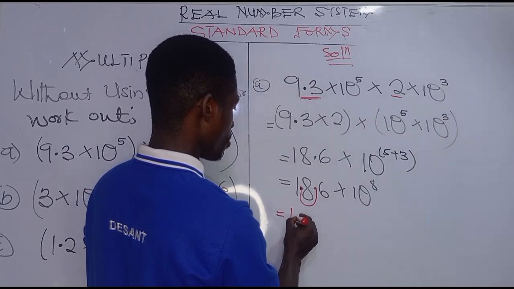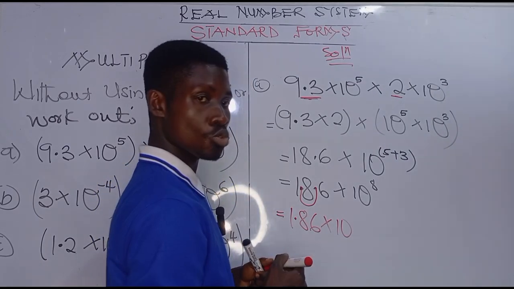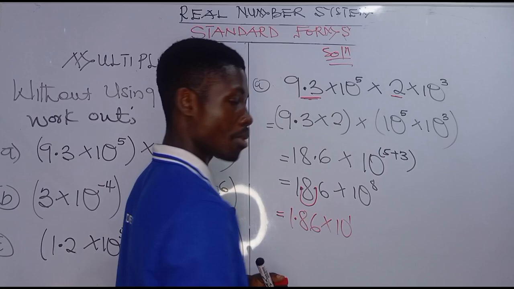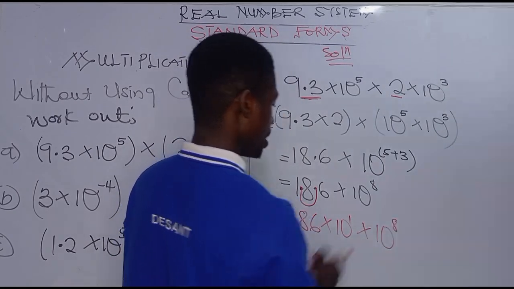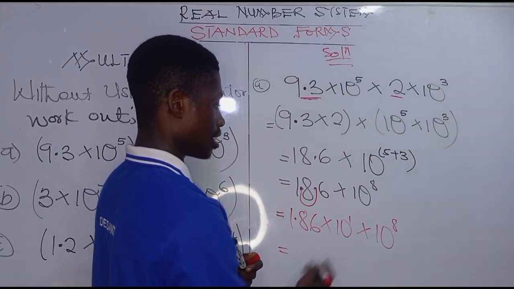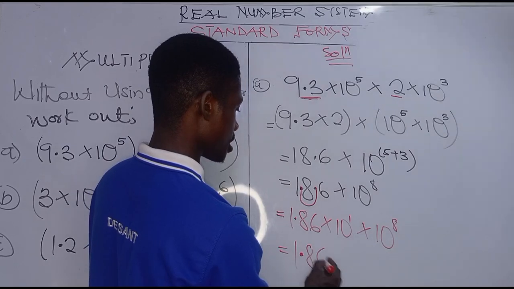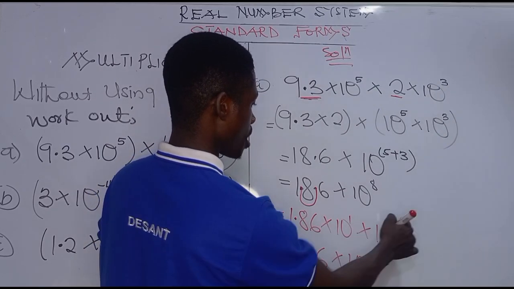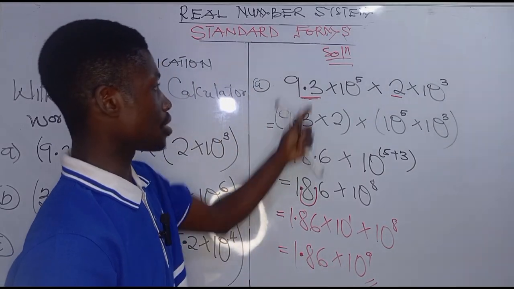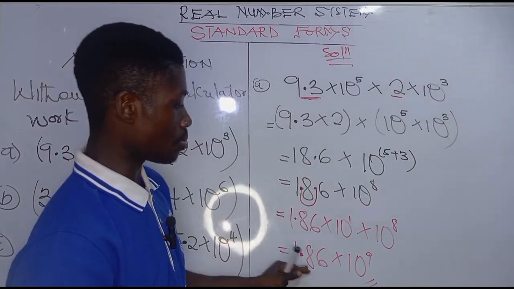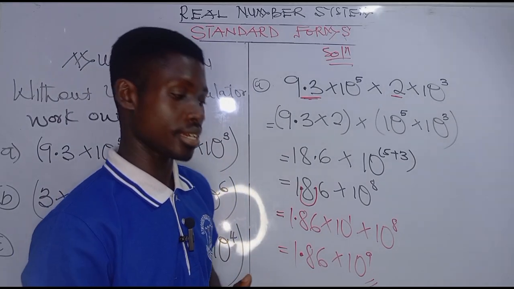So we are going to get 1.86. Remember, we moved to the left, so raised to the power positive 1. Then we have 10 raised to the power 8. Then after that, we still apply our indices. So we have 1.86 times 10 raised to the power 9. And that is that. So this number times this number will give us 1.86 times 10 raised to the power 9. Let's take the next example.